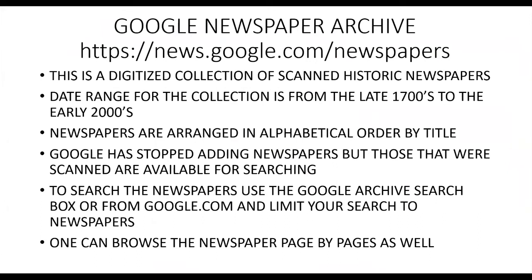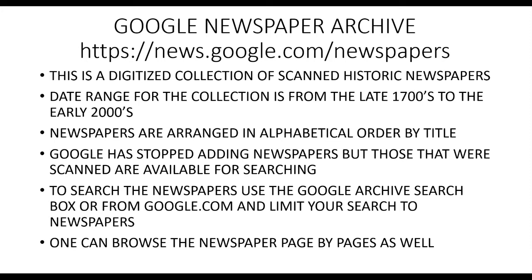The next item we will look at is the Google Newspaper Archive. This is a digital collection of scanned historic newspapers. The dates vary wildly. It depends on which newspaper you're talking about. There are some that begin in the late 1700s, and there are some that are much more recent.